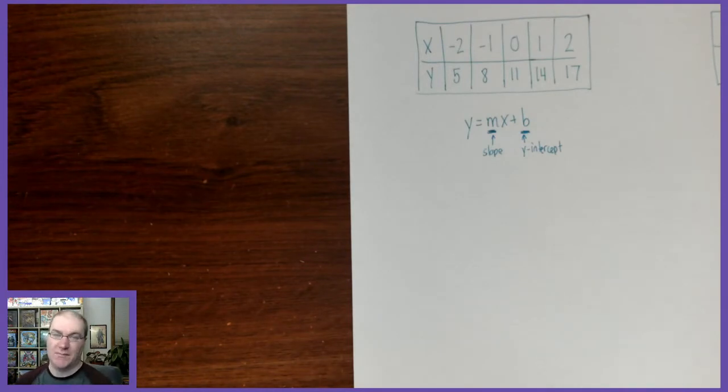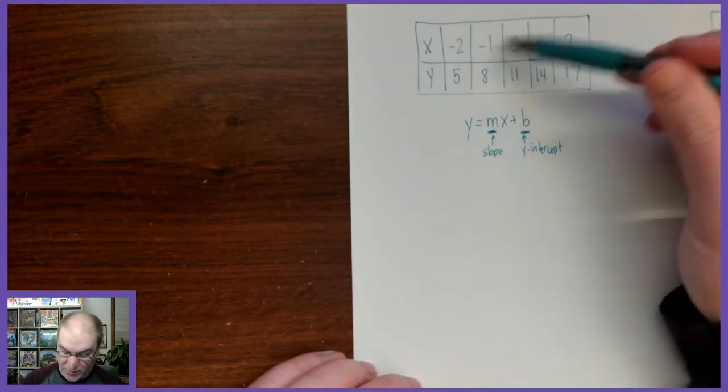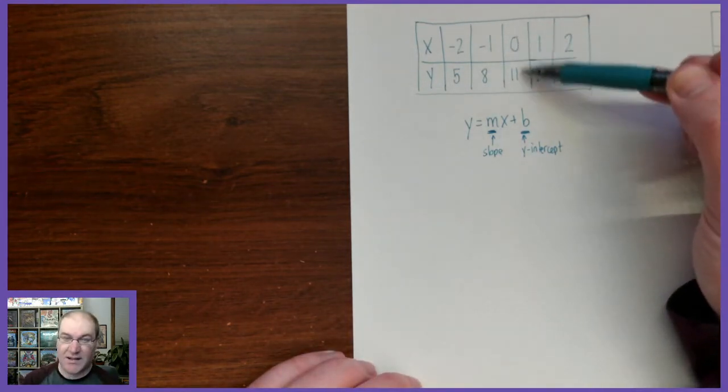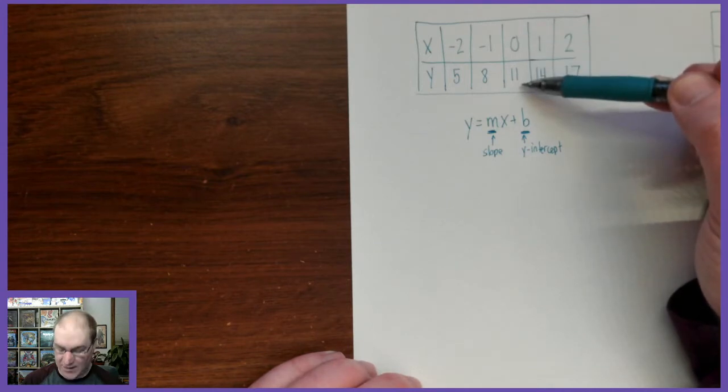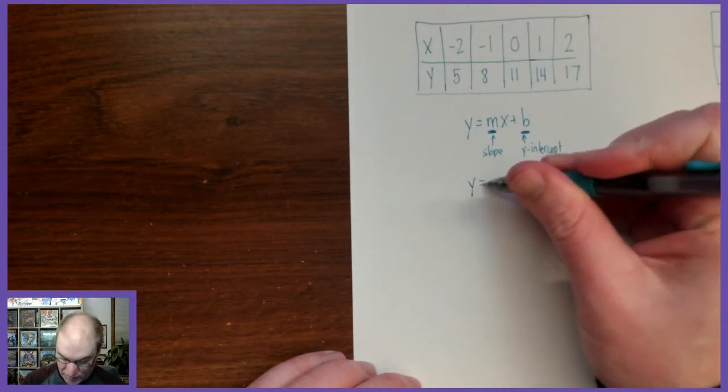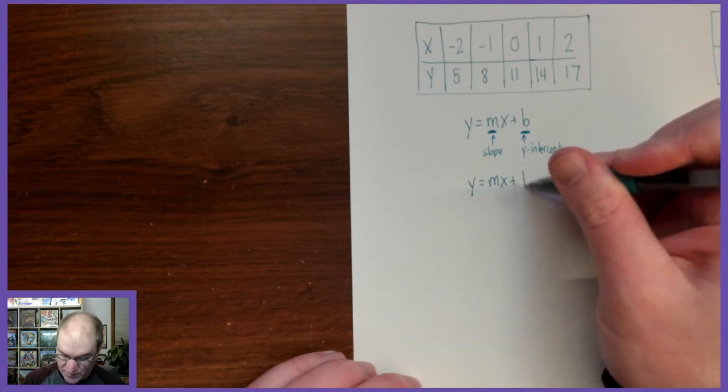The y-intercept of a table of values that is representing a linear function is the y value that goes with x is 0. So you look in the table and you look for x to be 0. And once you find it, the y value that goes with the 0, that's the y-intercept. So in this table, the y-intercept is 11 because x is 0, y is 11. So I'm going to change the equation to be y equals mx plus 11.